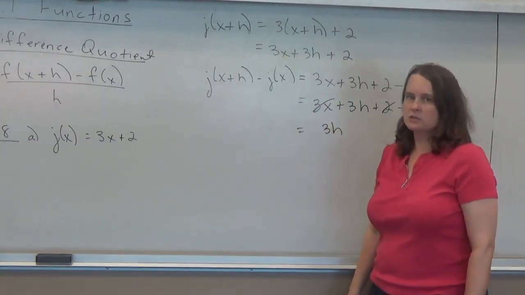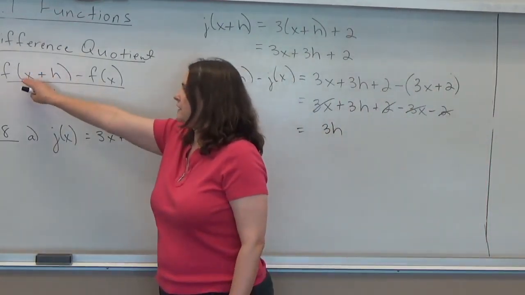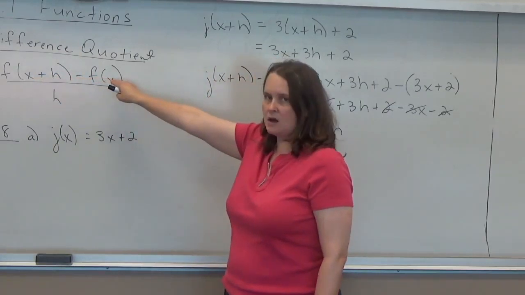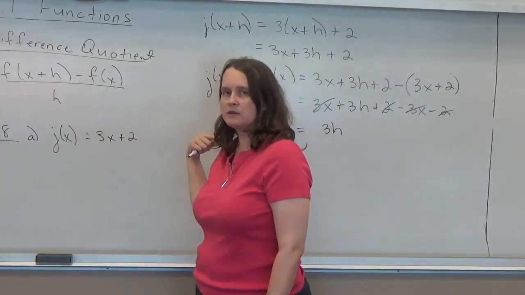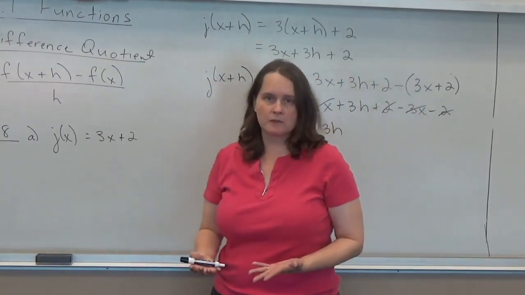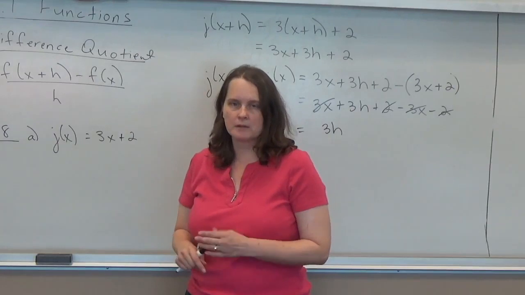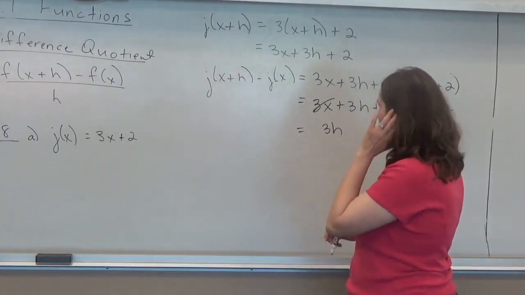Are we finished? No. The difference quotient told us to find f of x plus h minus f of x. That's all we've done. We've just done the numerator so far. Now we need to divide what we just found by h. If you want to put it all on one big problem from the start, that's fine, but that's a matter of choice. That's up to you. So now dividing this by h.